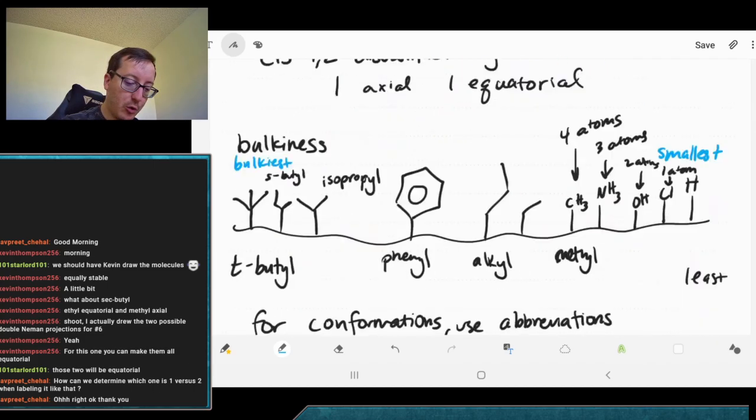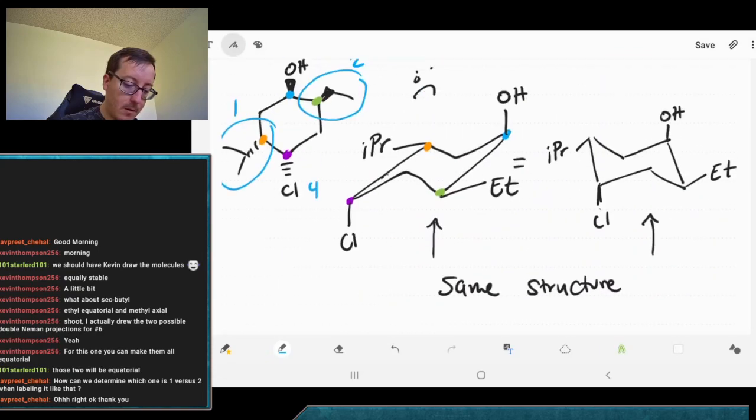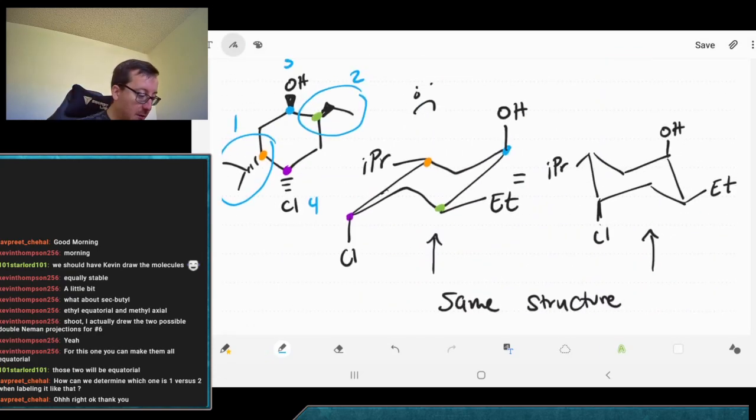Okay, cool. So that's how we would draw that one. Any questions on this particular molecule? We didn't have to think much about this. We could see that very clearly. We had two very bulky groups. We need them to both be equatorial.